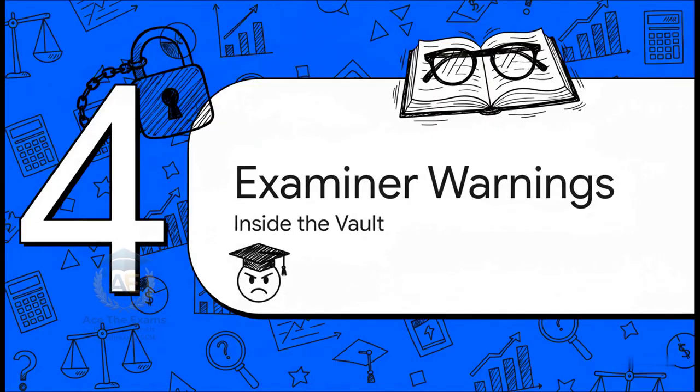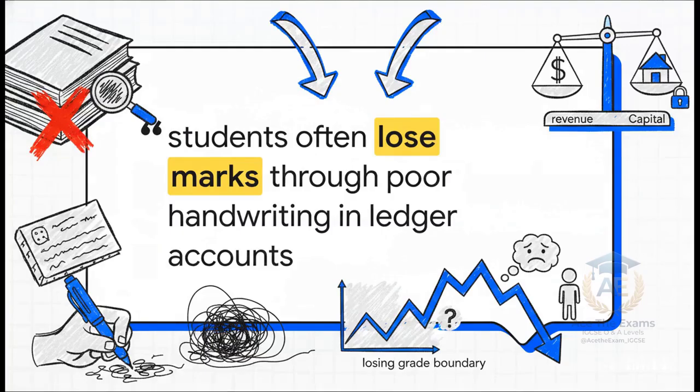Section 4. Examiner Warnings and Pitfalls. Inside the examiner's vault. Listen to this direct quote from the recent principal examiner reports. Students often lose marks through poor handwriting in ledger accounts and failure to distinguish between revenue and capital items. Losing a grade boundary because I literally cannot read your numbers is an unforgivable error. And failing to separate revenue from capital items, that shows a fundamental collapse of the core principles.